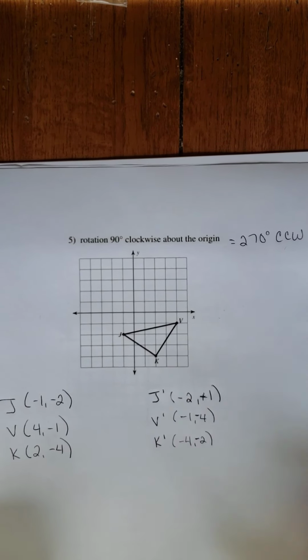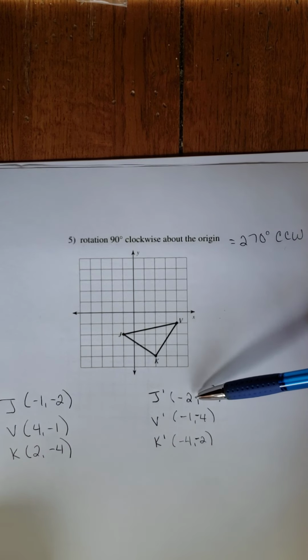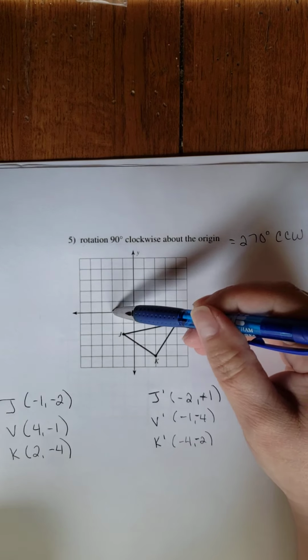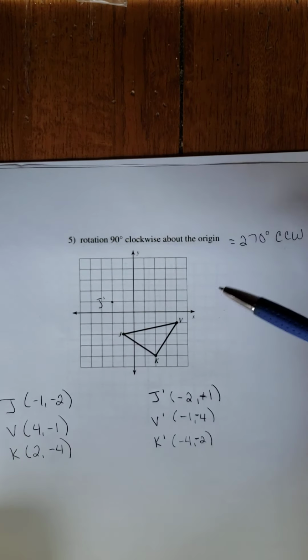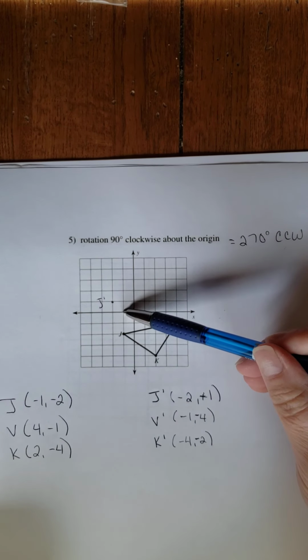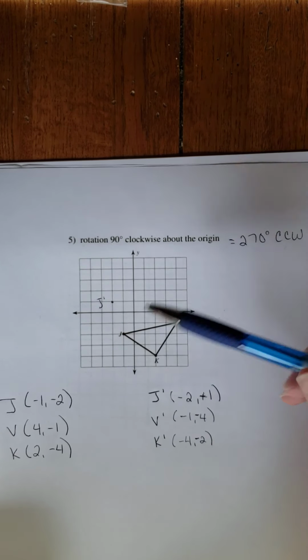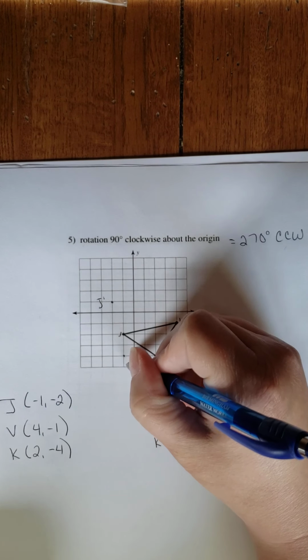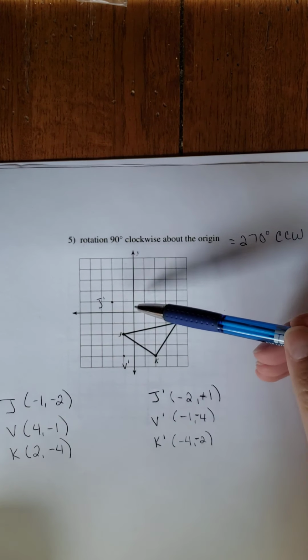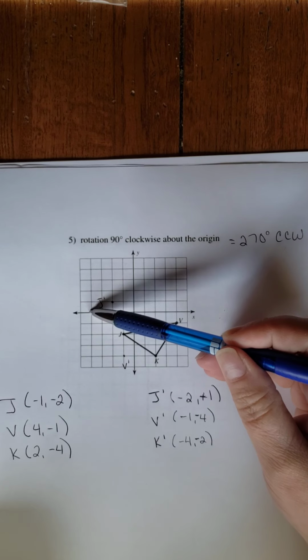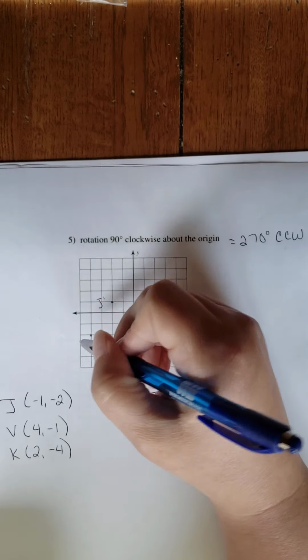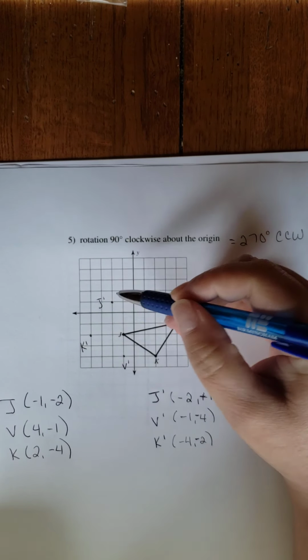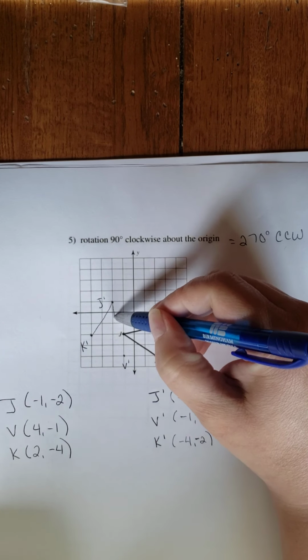So now we just need to plot. Our J prime is now (-2, 1). 1, 2, 1. So this is J prime. Our V prime is (-1, -4). And our K prime is (-4, -2). And then we just connect our points.